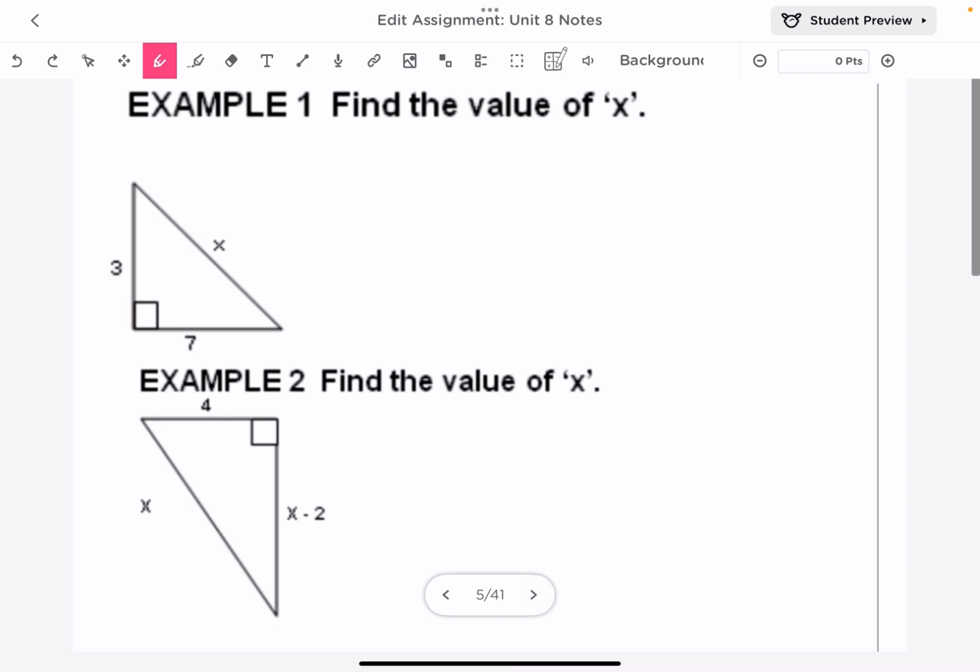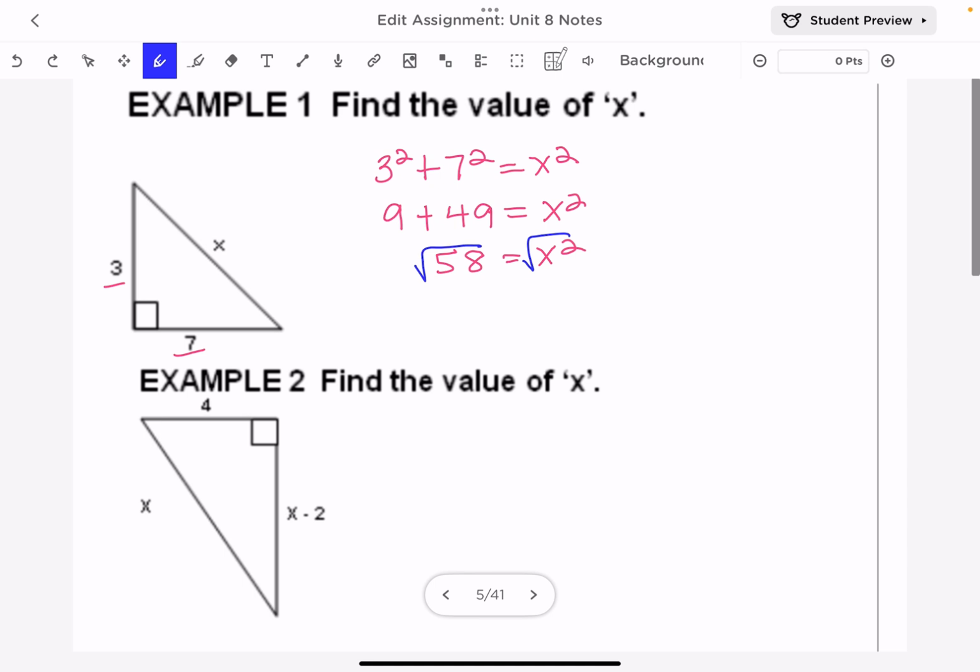Okay, so let's look at this first example. We have 3 and 7, those are our legs, and then the x is our hypotenuse. So we're going to have 3 squared plus 7 squared equals x squared. So that's 9 plus 49 equals x squared. That's 58 equals x squared. And then we did a lot of practice on this last class, so we're going to square root this.